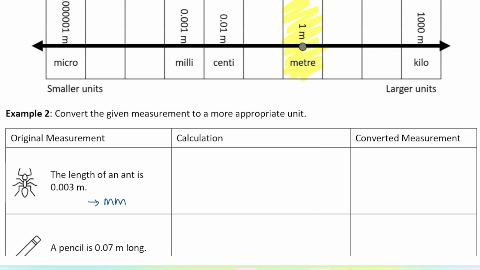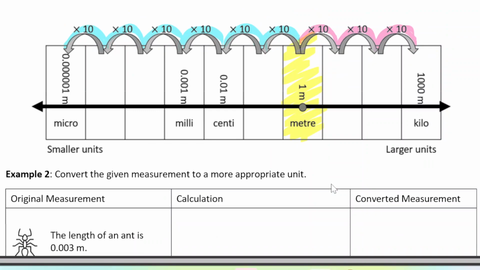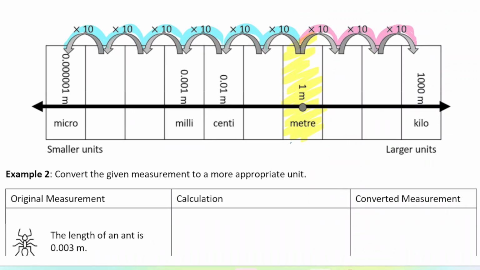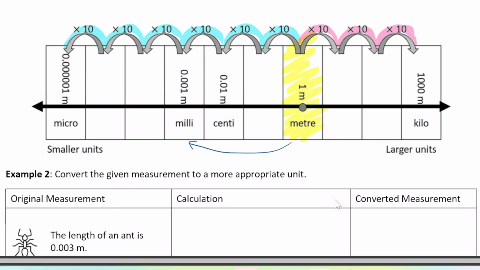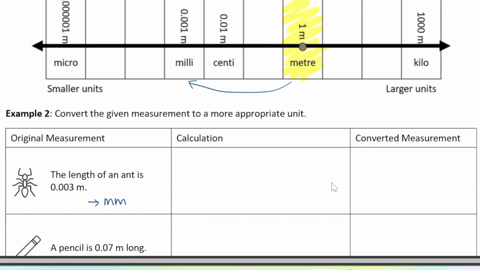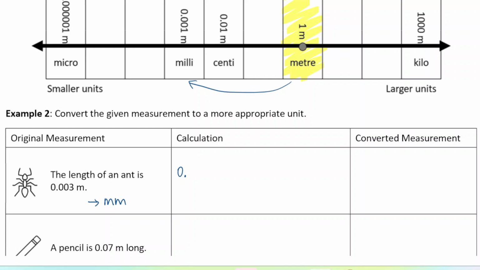So I'm going to change it into millimeters. And if we look at millimeters, there's 1,000 millimeters in a meter. So here's how we do the calculation. 0.03 meters, and there's 1,000 millimeters in 1 meter.